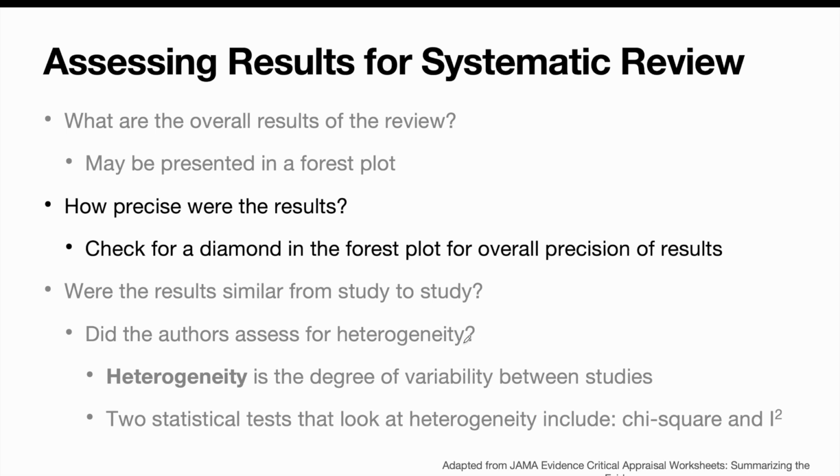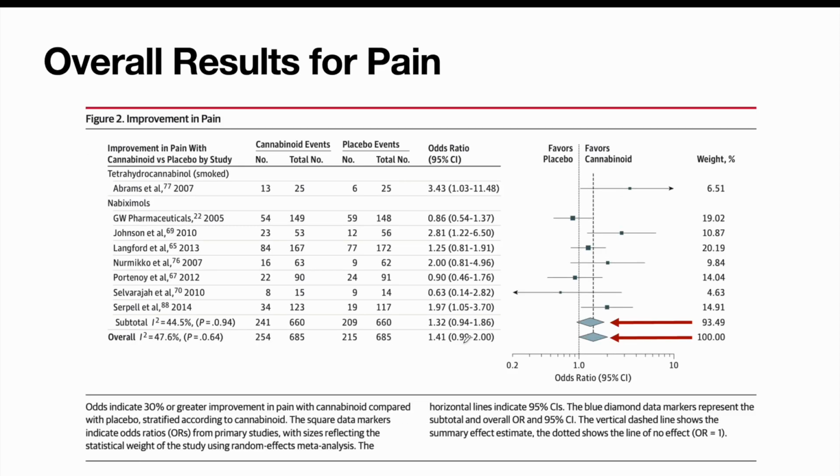So next we want to look at the results. How precise are the results? So we're going to check for a diamond in the forest plot for the overall precision of results. So here's our forest plot again for overall results for pain. And we see these diamonds down here. And we want to check for precision. So what are these diamonds?